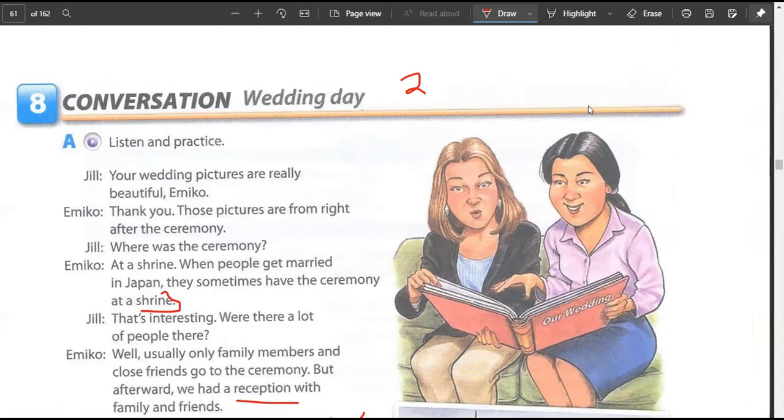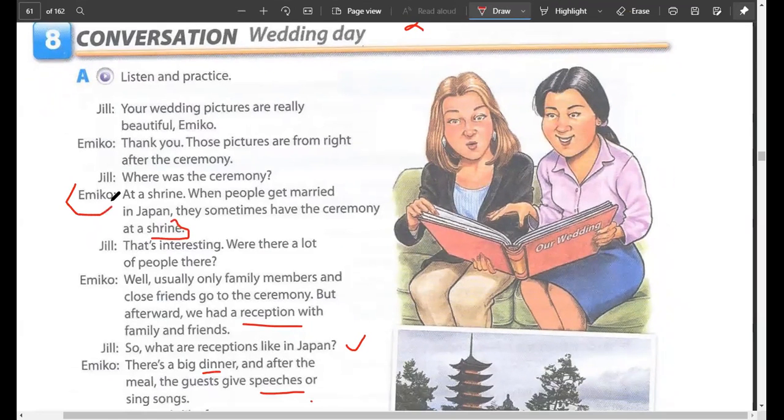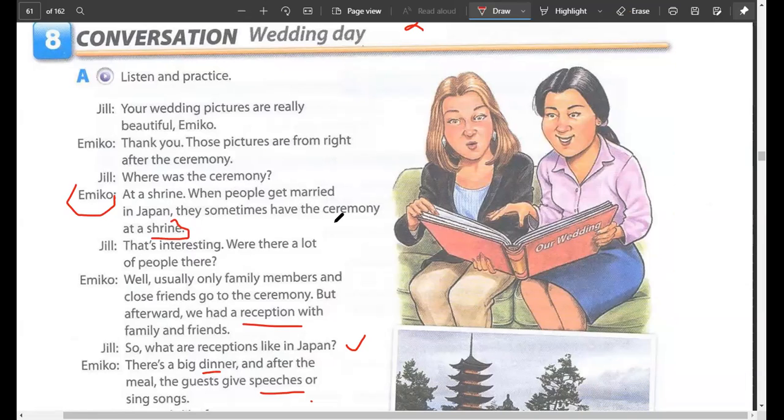Take a look at the conversation, Ms. Carmen, everybody else. Here, Emiko says, at a shrine, right? So where was the ceremony? It was at a shrine. When people get married in Japan, they sometimes have the ceremony at a shrine. But you can also say, they sometimes have the ceremony at a shrine when people get married. Okay? But it sounds better if you say when people get married in Japan, they sometimes have the ceremony at a shrine.